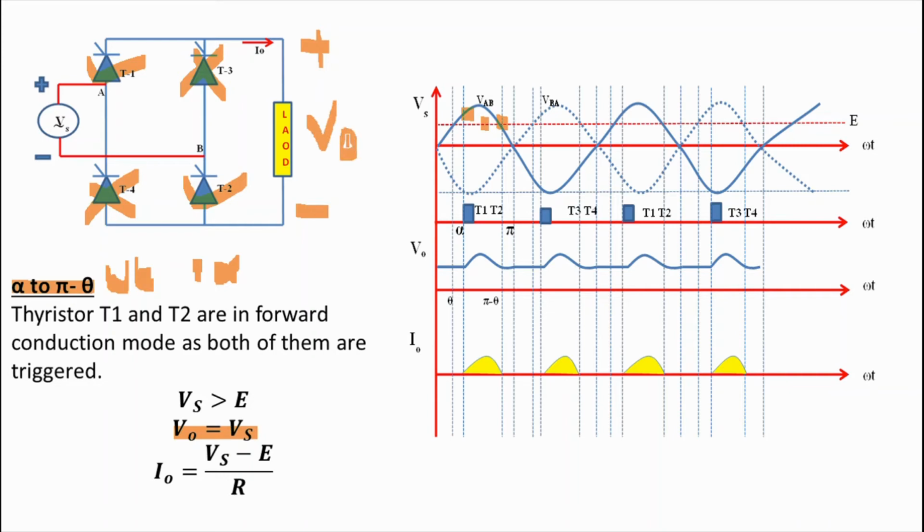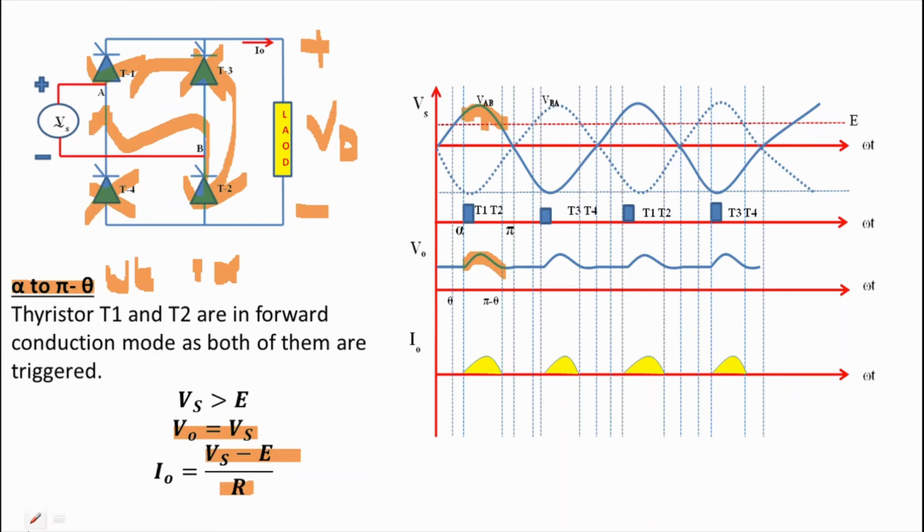So if we apply KVL in this loop, then we will get output voltage V0 is equals to Vs. So here we can see that from alpha to pi minus theta, V0 is equals to VAB and that is equals to Vs. And what is the value of I0? I0 will simply be equals to (Vs minus EMF E) upon R.